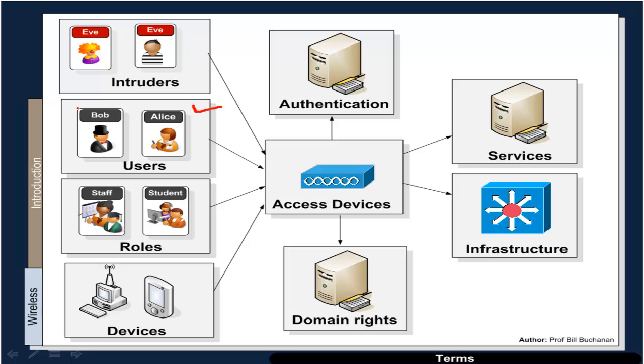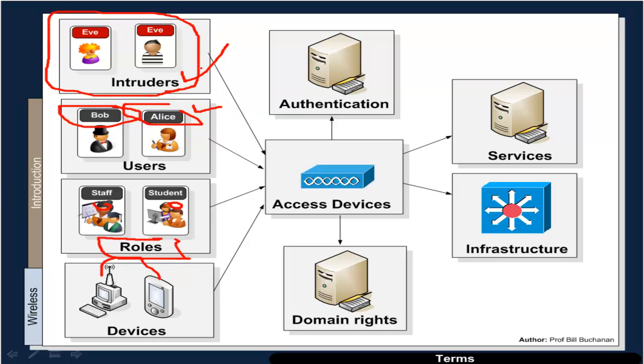Well, basically we have users, and normally we define the good users as Bob and Alice. Each of these users can have specific roles, such as staff or students. We have a range of devices from which we connect, and unfortunately we also have Eve, who can be defined as our intruder. It is these intruders who are trying to modify data, change data, and so on. And it's up to us to make sure that the intruders do not damage or compromise the system in any way.